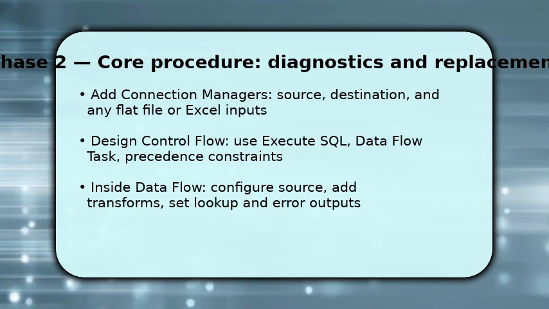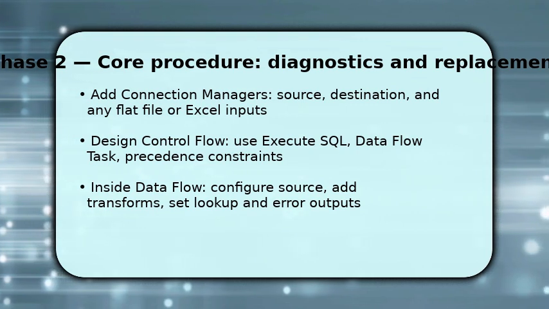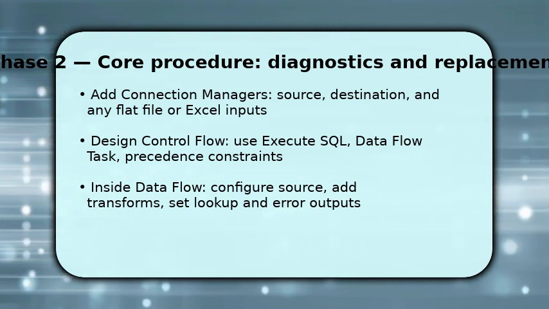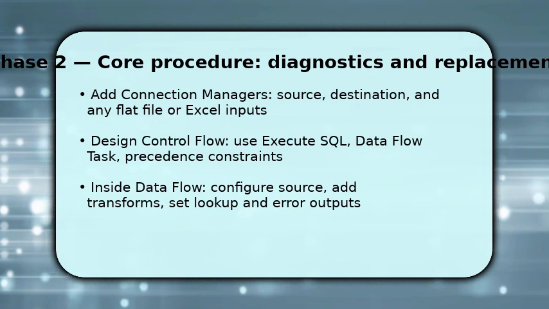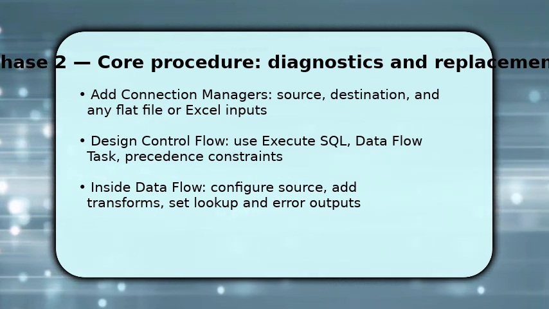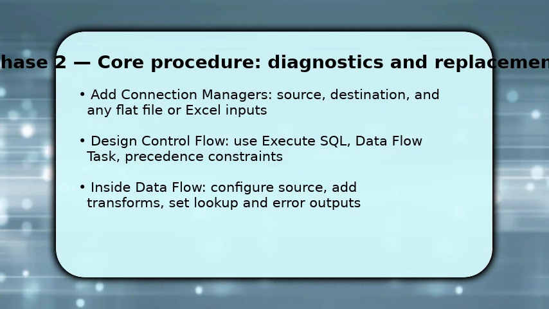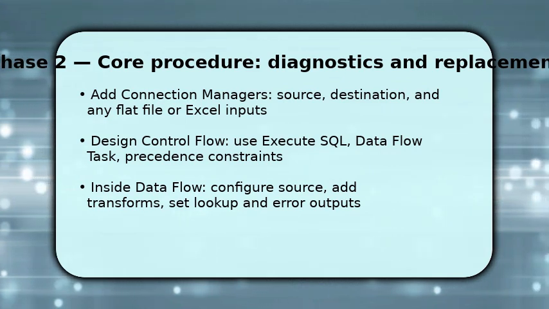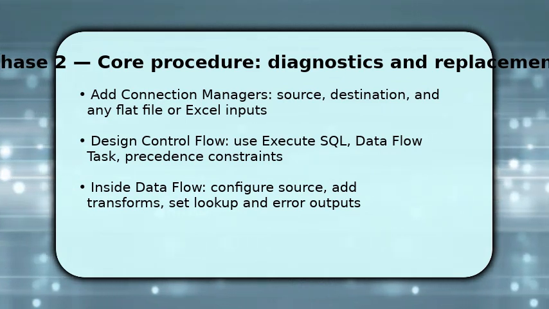Open the data flow designer, place the source component, then add required transforms: lookup, derived column, and conditional split. Configure error outputs and mappings carefully. This ensures rows that fail transformation are captured and handled rather than lost.